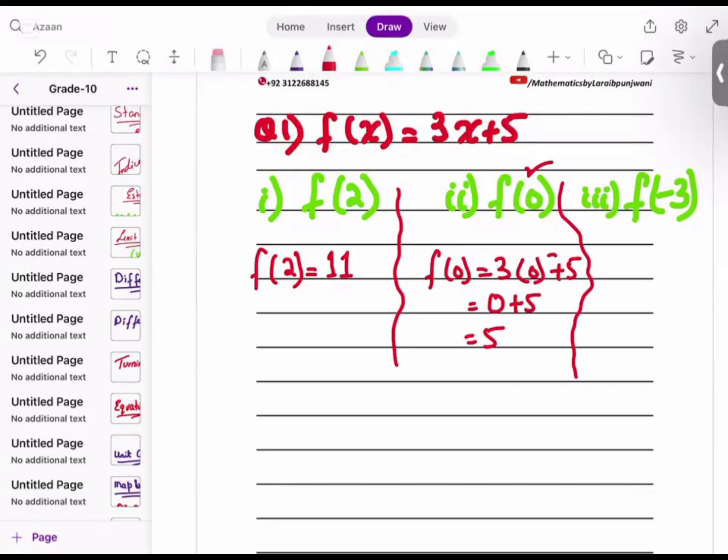Now, what about part 3? Negative 3. You have to put negative 3. What will be the answer? -4. Very good. That's the correct answer, -4. Now, we'll see one more question.